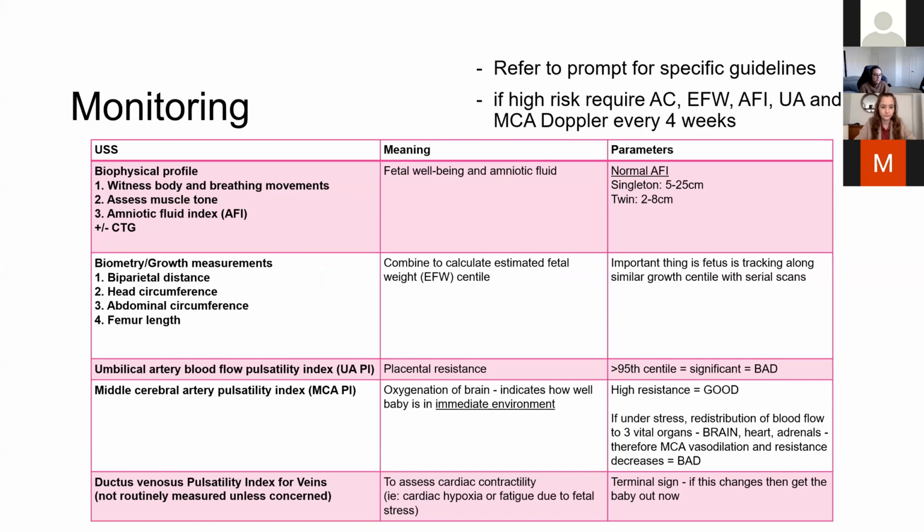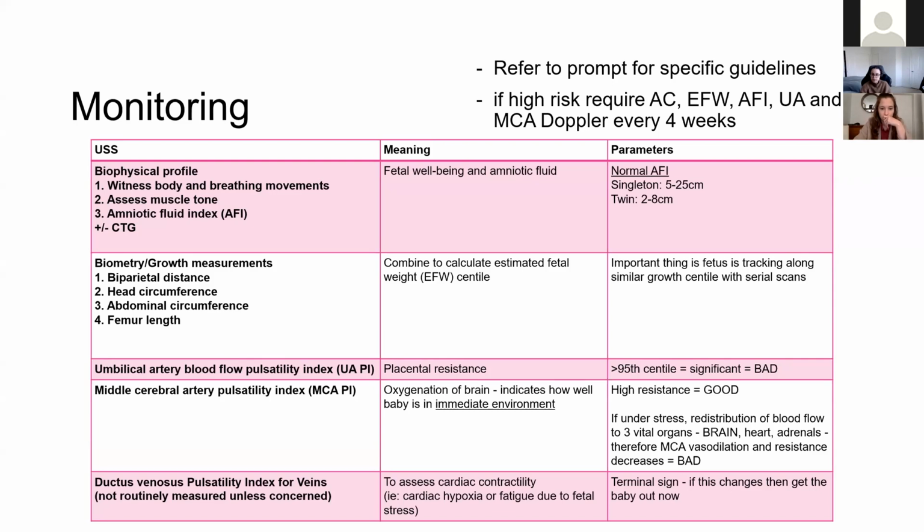I've just included this more as a reference, not to go through, but I got really confused last year in women's and Paeds when we were talking about ultrasound monitoring throughout gestation. So I just included this. The boxes on the left here just show the different kinds of tests that you can order, and then this is what they are looking for or what they mean, and the parameters that we look for.